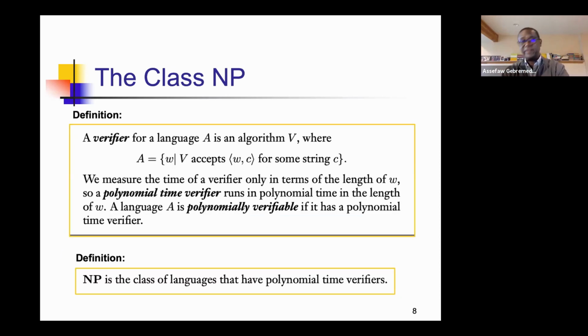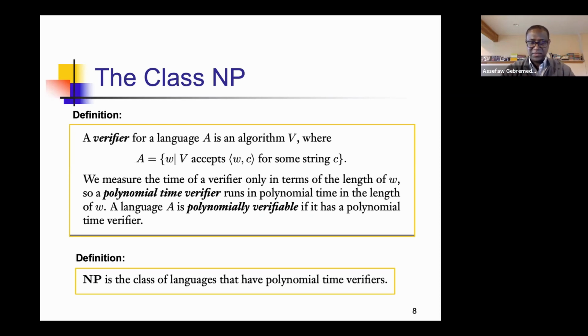The other tent we built was called NP. And this was an interesting class because we said, okay, there are problems for which we probably will not be able to find a polynomial time algorithm, but if it is kind of difficult, we might need an exponential time algorithm to decide it.